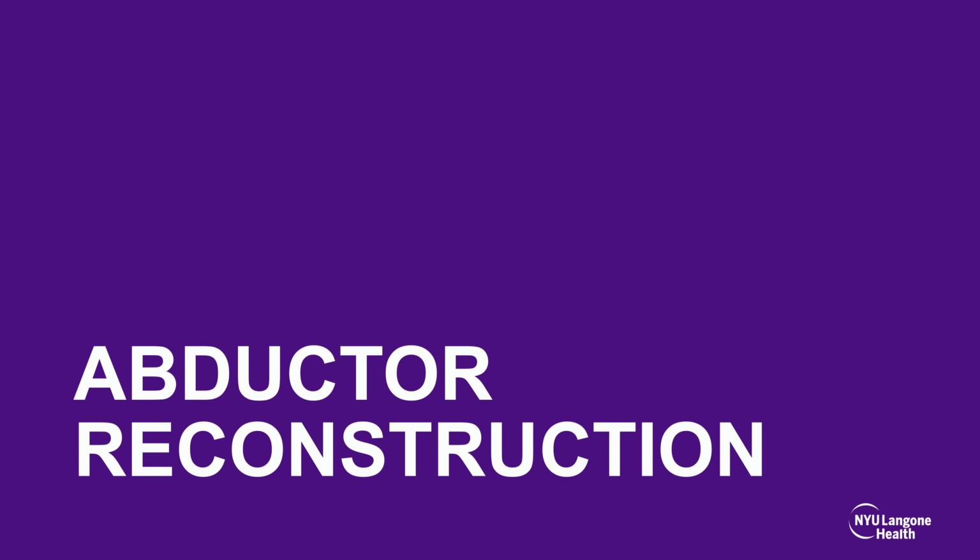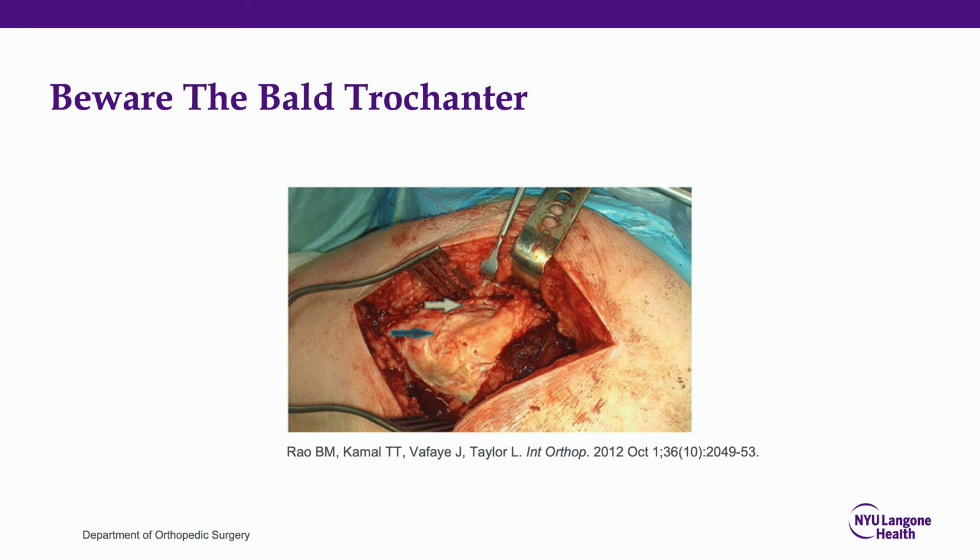Abductor reconstruction is an important part of revision hip surgery. You really want to be aware of the greater trochanter. Nothing spoils a complex reconstruction like recurrent dislocation. So you want to have a low threshold to make sure you have all the tools in the OR that you're going to need to reconstruct the abductor.